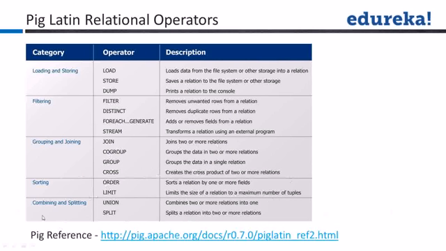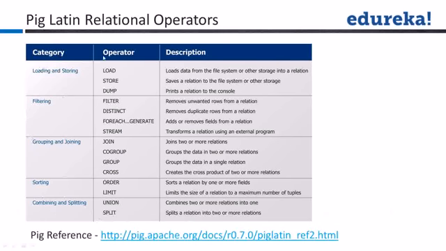Then for combining and splitting, we'll be using union and split. Union combines two or more relations into one. Split splits a relation into two or more relations. How and why, we will see using examples. So at a higher level, you understood the categories of operations possible in Pig: loading and storing, filtering, grouping and joining, sorting, combining and splitting, right?